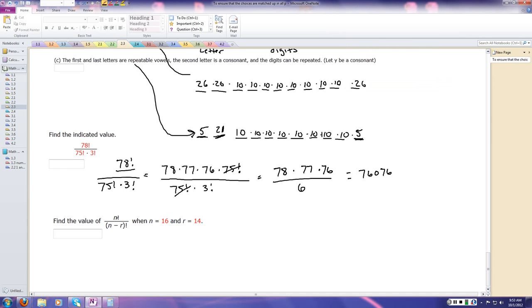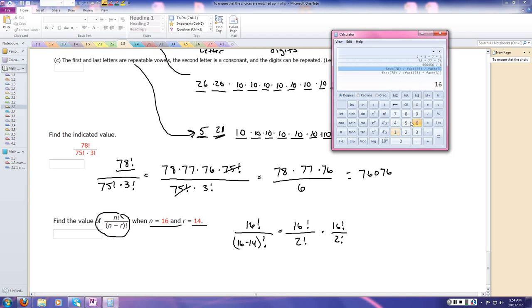The last one is just a formula, and it wants you to plug in 16 and 14. So I have 16 factorial over 16 minus 14 quantity factorial. So I have 16 factorial over 2 factorial. 2 factorial is 2, but if I put this in the calculator, 16 factorial divided by 2 factorial, that's going to be a really large number. But you can just write that down. So be careful with actually putting in the right number there.